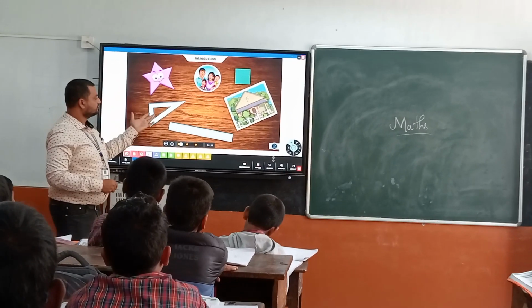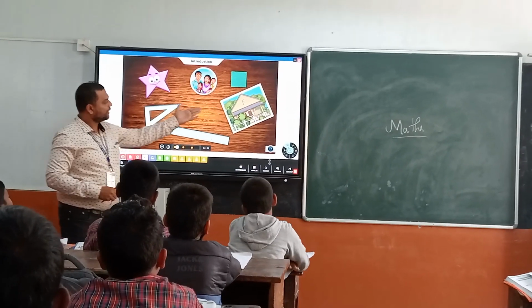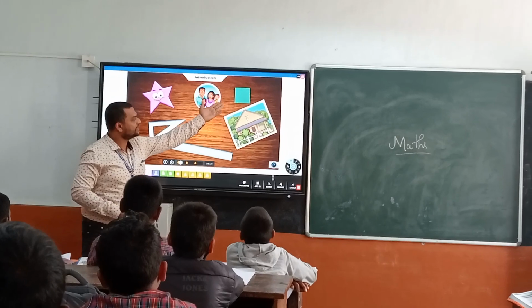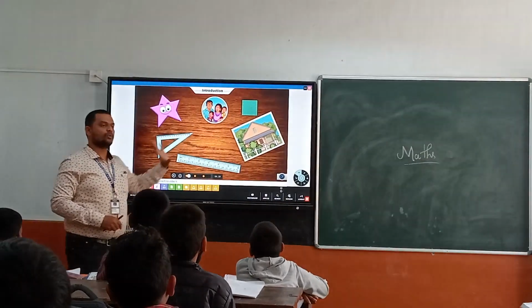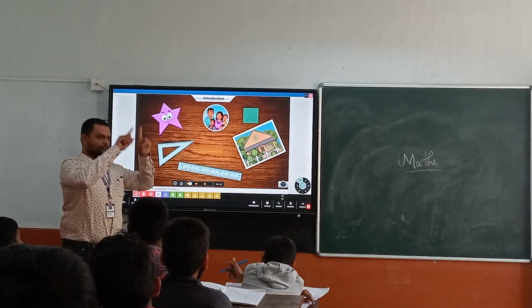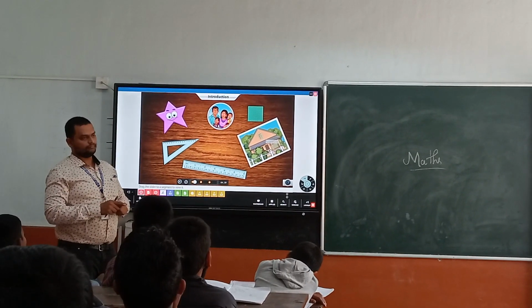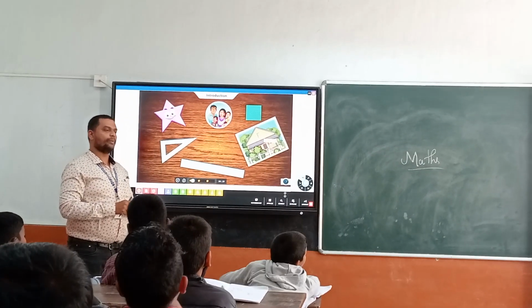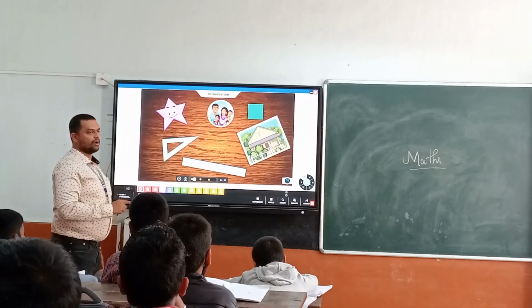See, star, set square, ruler, in the picture. Here is a circle picture. There is a square picture. However, it is occupying some space. That is called area. The area is nothing but the space enclosed by a closed figure. Okay, the space occupied by a closed figure is called area.